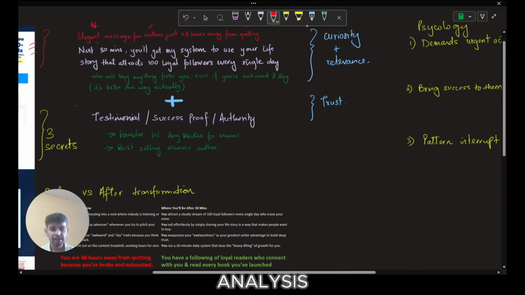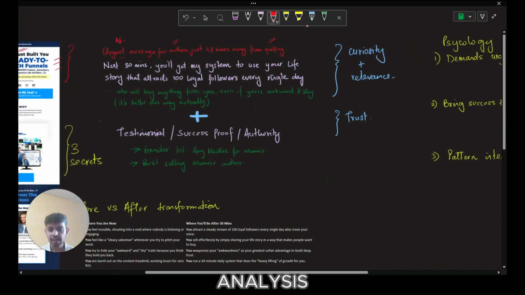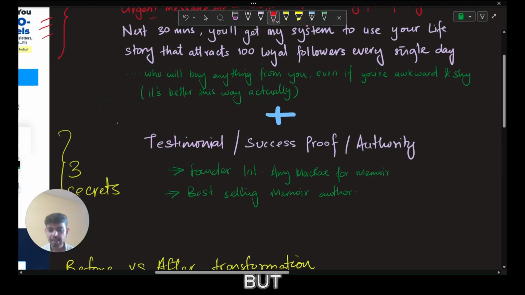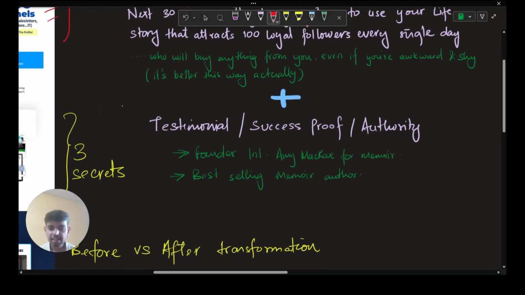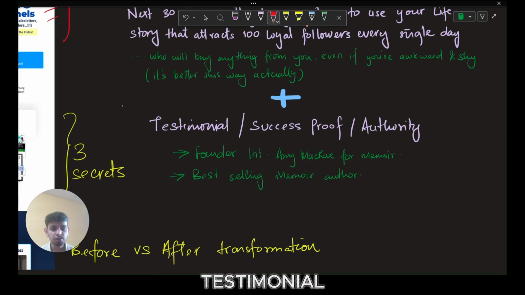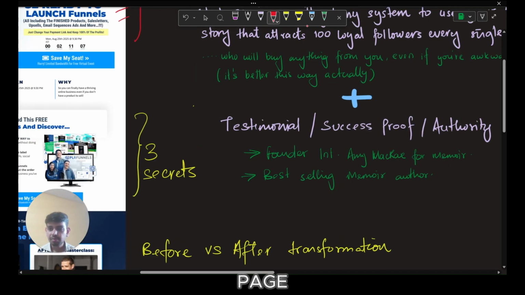I'll come to the analysis part of it. We do have the psychology analysis I have over here, but quickly anyways, after the headline, another important thing to add is the testimonial or the proof of authority, success proof, etc. on the landing page.